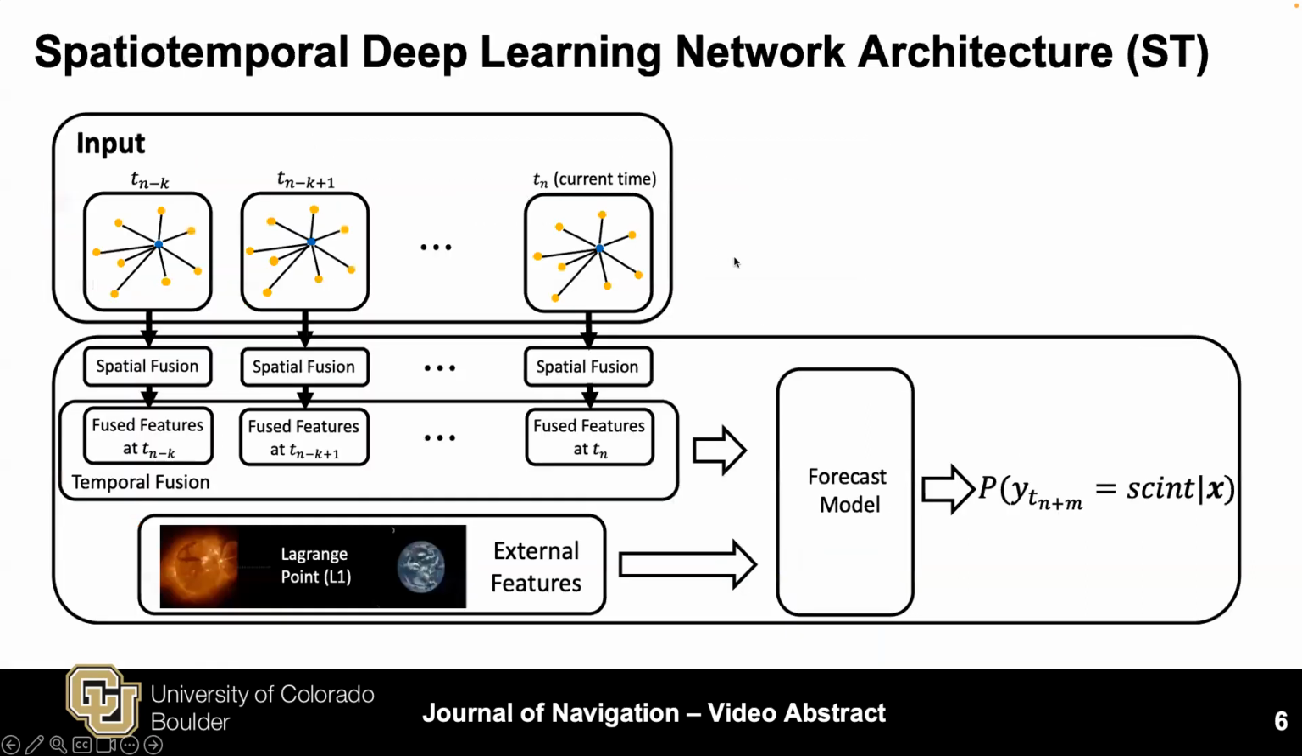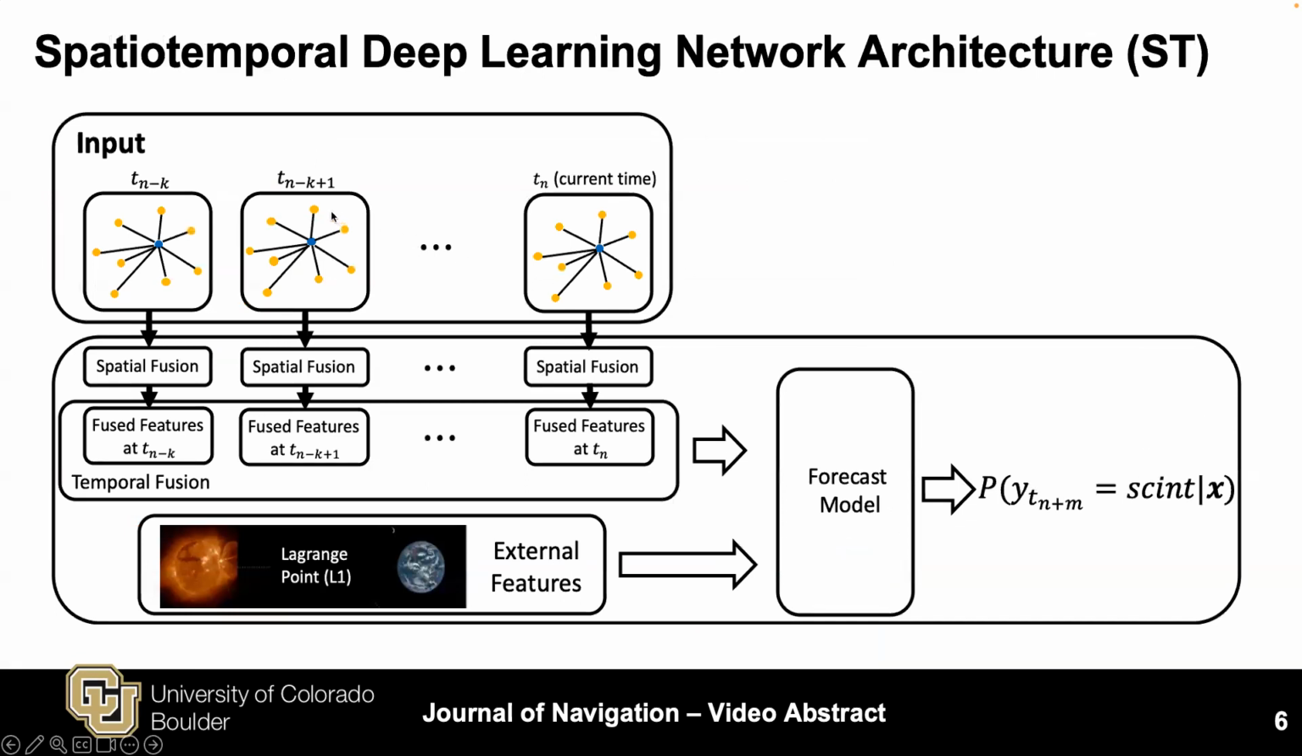Here is the implemented machine learning algorithm. Given the features from target and surrounding GNSS stations and space-based and ground-based observations, we apply this spatiotemporal deep learning network architecture to adaptively incorporate the information.